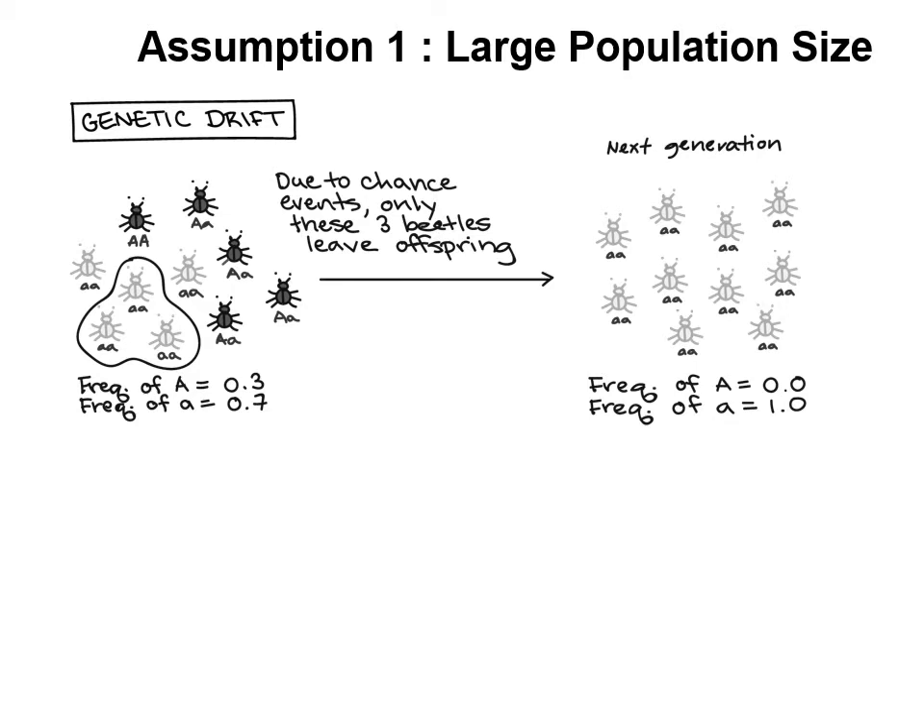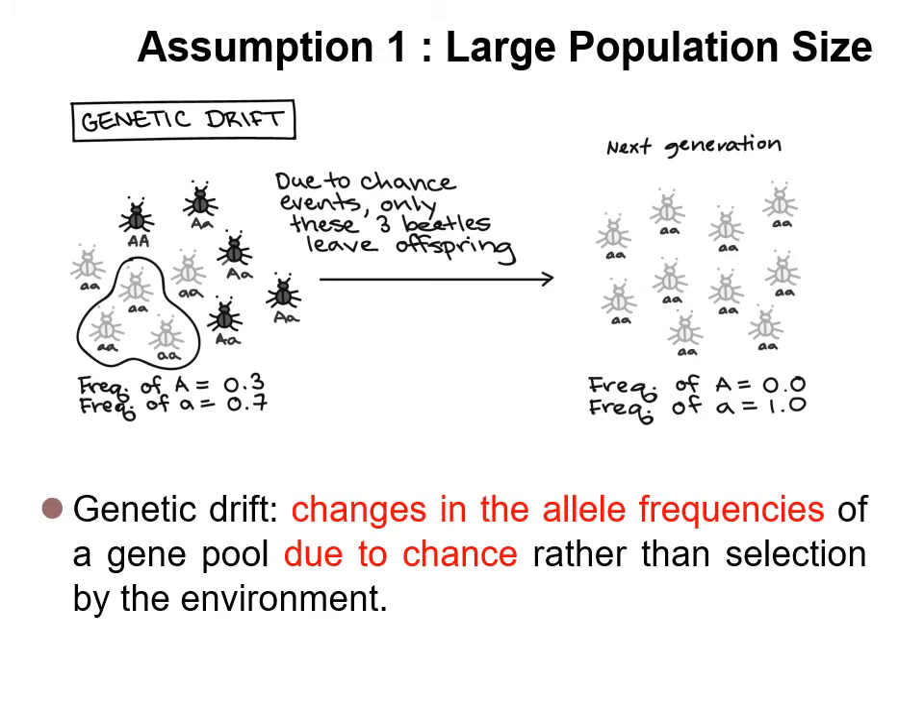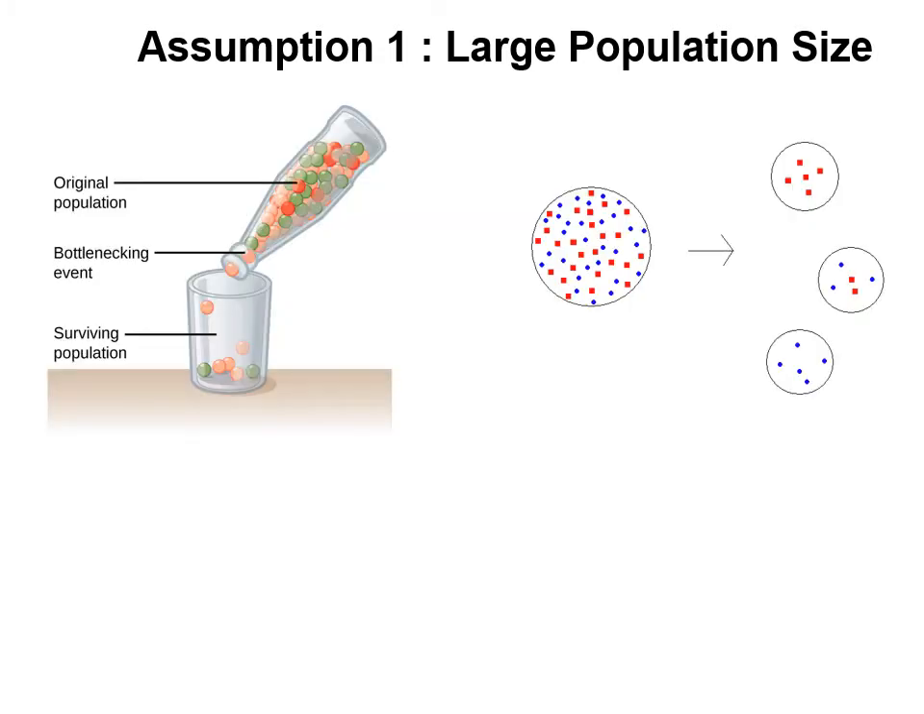What is genetic drift? Genetic drift means changes in allele frequencies of a gene pool due to chance rather than selection by the environment. In small populations, random events can significantly alter allele frequencies. This random process is called genetic drift.